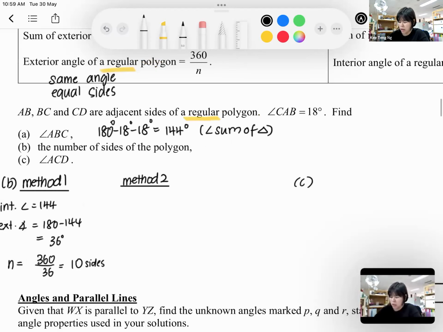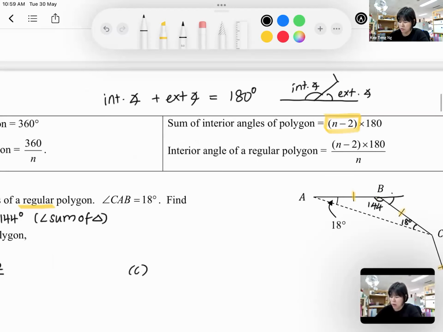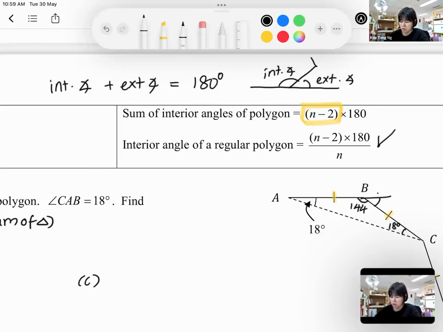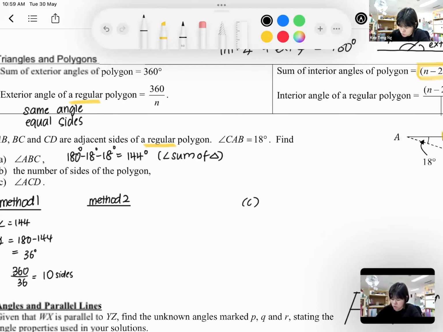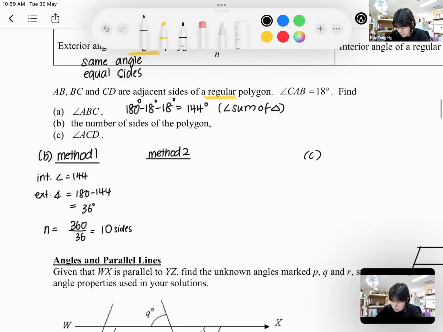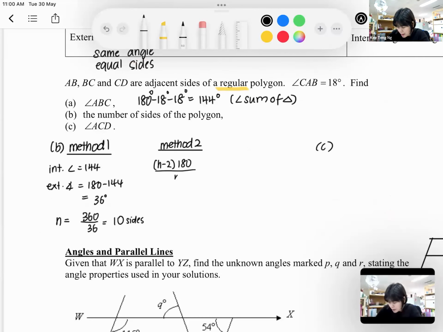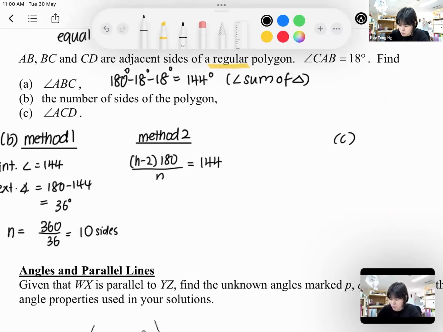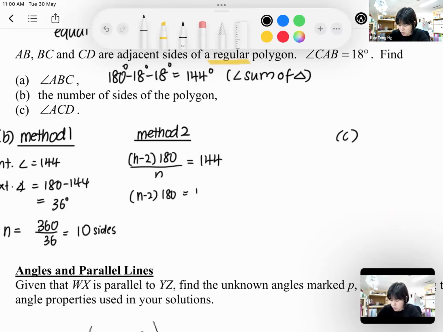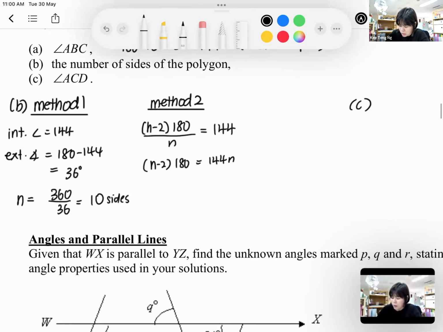The sum of interior angles formula is the one to use. So you can have n minus 2 times 180 over n equal to the interior angle, 144. Cross multiply: n minus 2 times 180 is 144n. Expanding, 180n minus 360 equals 144n.